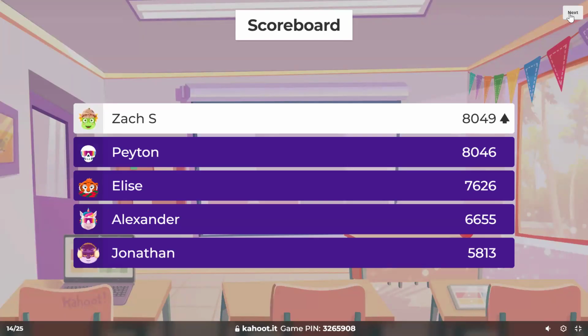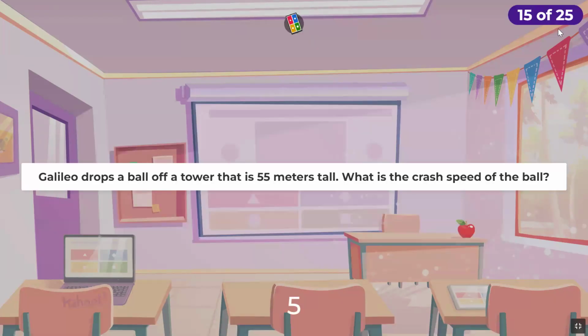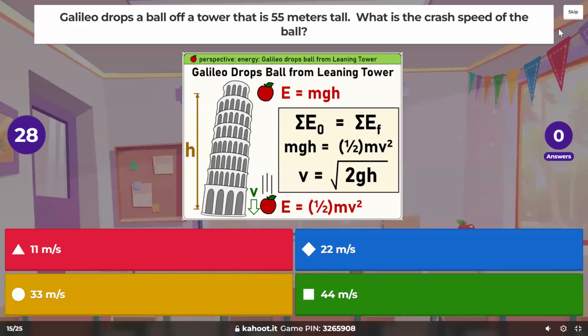Jonathan, Alexander, Elise, Peyton, Zach. Galileo drops the ball off a... Oh, that right there is the height of the leaning tower. I looked it up: 55 meters. What is the crash speed?